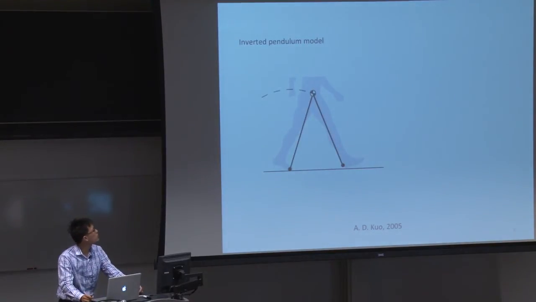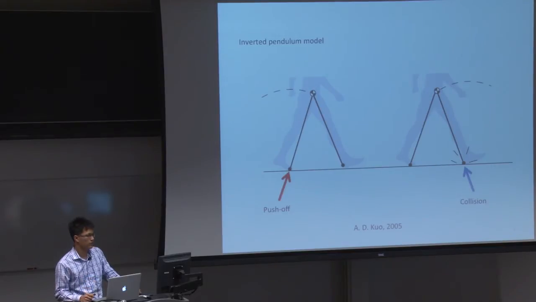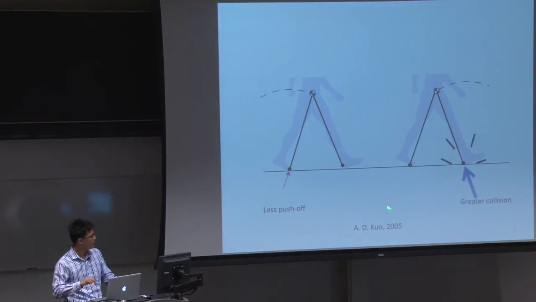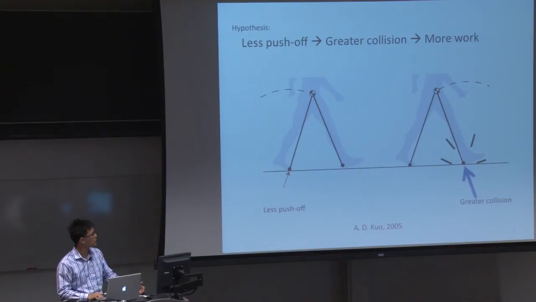So we started from the inverted pendulum model. In this model, we can apply an impulsive push-off before the leading leg touches the ground. And then when the leading leg touches the ground, there is an impulsive collision, which dissipates energy. If you choose a proper push-off, you can make the model work in the limit cycle. If we have less push-off in the model, we will have greater collision, which dissipates more energy, and requires this model to perform more positive work during the stance phase. Therefore, we hypothesize less push-off leads to greater collision, and then requires your joints, your limbs, to do more positive work, which should cost you more energy.